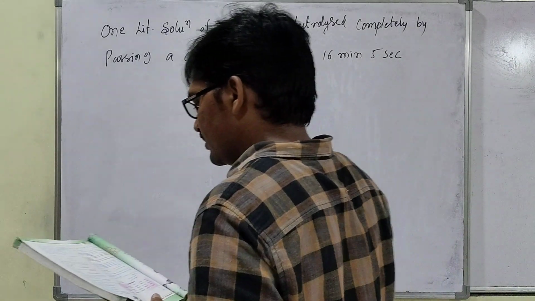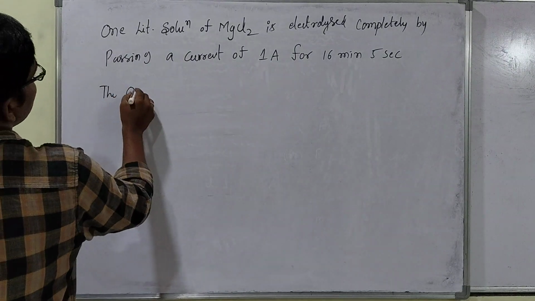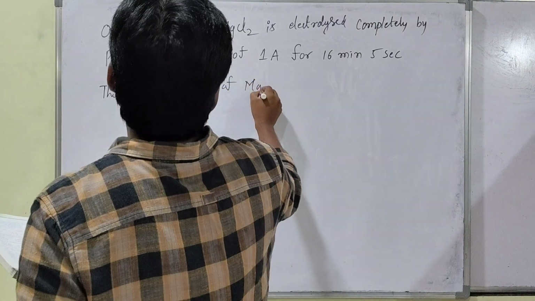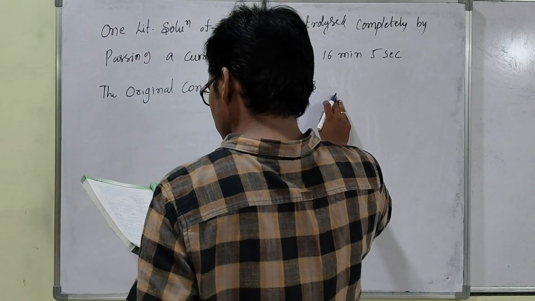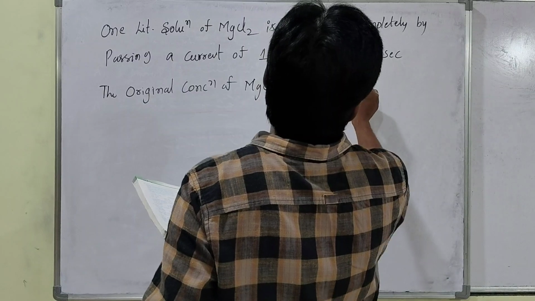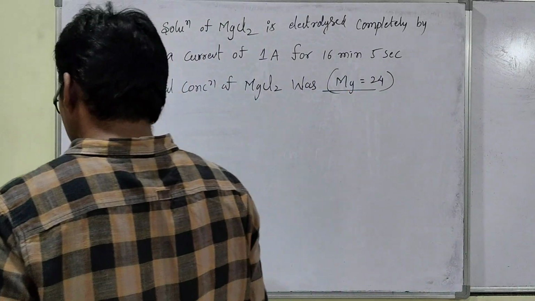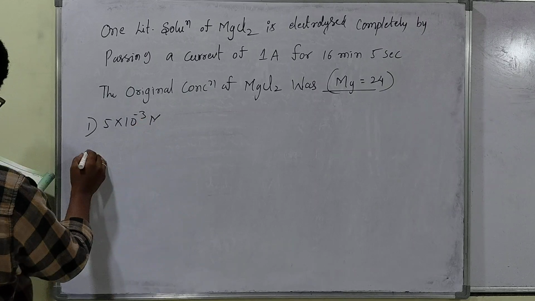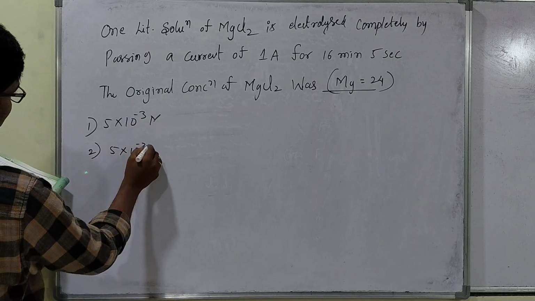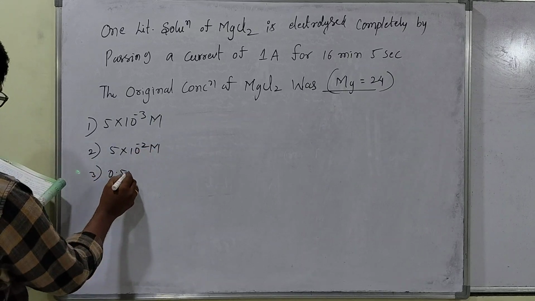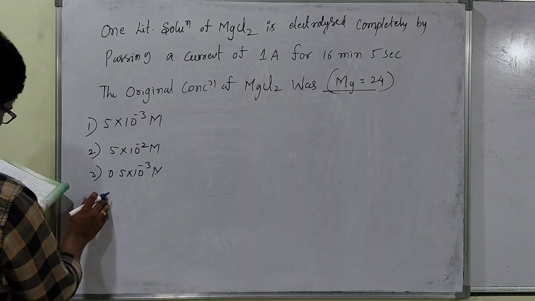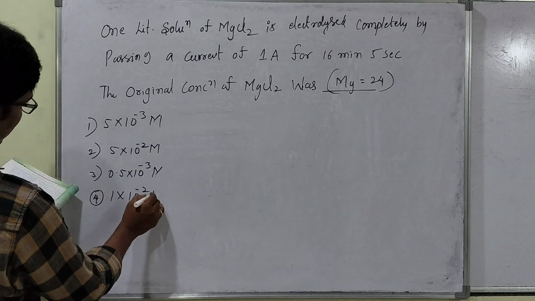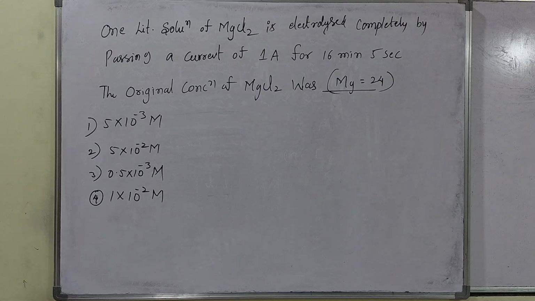The original concentration of the MgCl2 solution was? The atomic weight of magnesium is given, that is 24. Then options are given, my dear students. Number 1, 5 into 10 to the power of minus 3 molarity. Number 2, 5 into 10 to the power of minus 2 molarity. Number 3, 0.5 into 10 to the power of minus 3 molarity. Number 4, 1 into 10 to the power of minus 2 molarity. Clear? So these are the concentrations given.